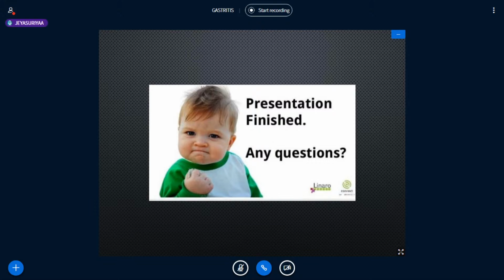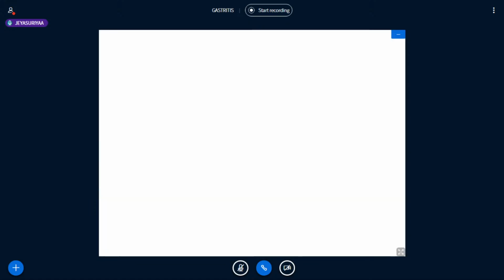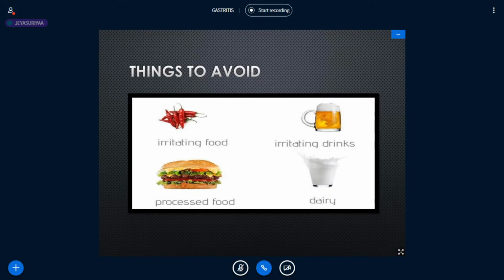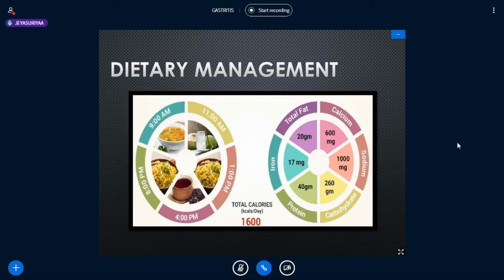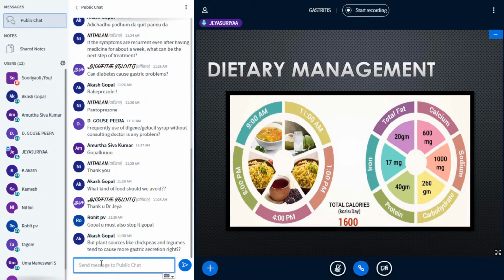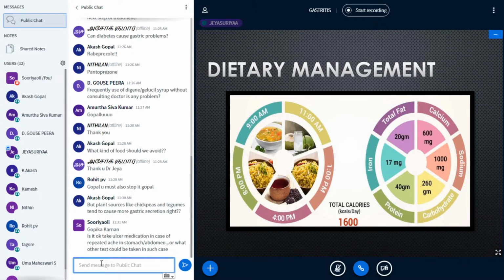Yes, Mr. Gopal, but plant sources like chickpeas and legumes tend to cause more gastric secretion, right? Yeah, of course, yes. But I mentioned you should take food with more fibrous content. Wait, I'll just show you that slide. Actually, I didn't add it, it seems. But you must have a huge amount of fiber content, where basically there must not be any irritants for the mucosal membrane which cause damage to it. So avoiding them will not make them get excoriated.